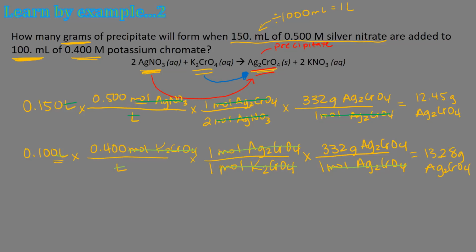So since the silver nitrate solution could only make 12.45 grams of silver chromate, then that would be the amount that would form of silver chromate. And that tells me also that silver nitrate is the limiting reagent. Okay, so this could not be formed because after we form 12.45 grams of silver chromate, we're completely out of silver nitrate. And if you don't have any of this, you can't make this because all the silver ions are gone.